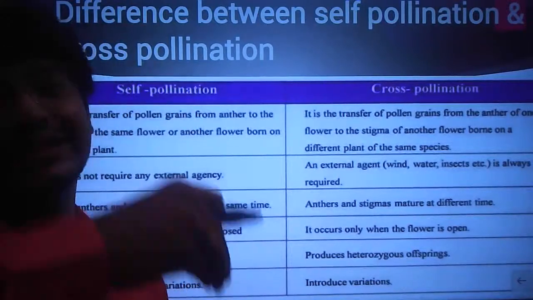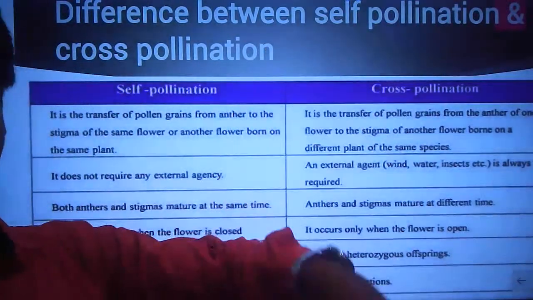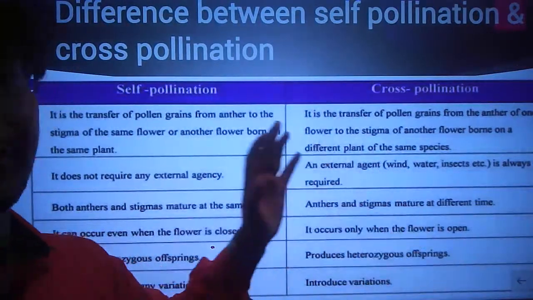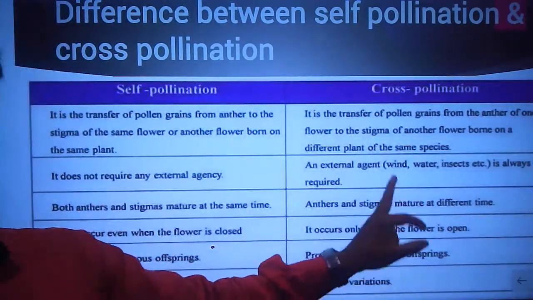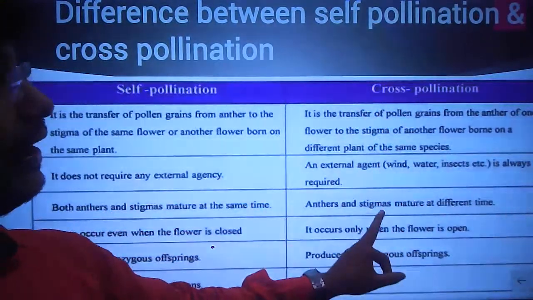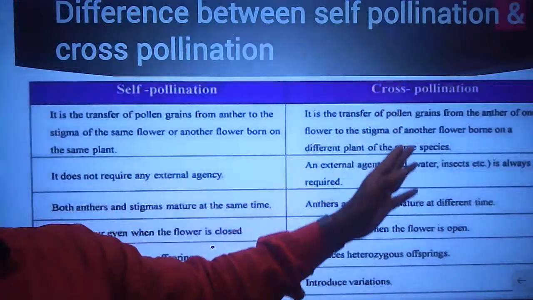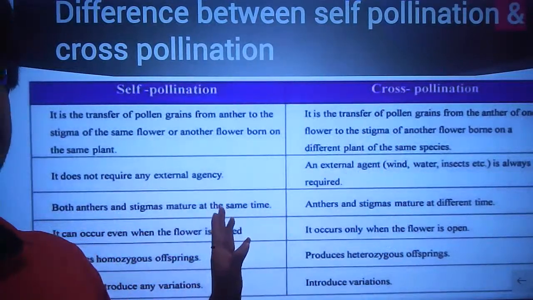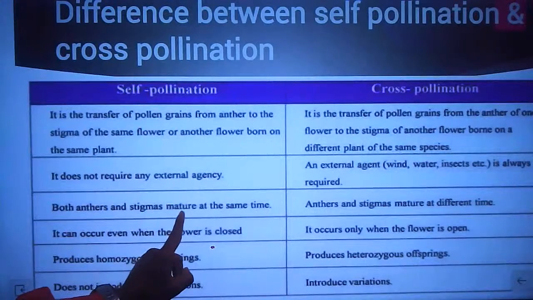Then only the external agency, maybe wind or water or an insect, can come and deposit the pollen grains onto the surface of the stigma. So here the rule is the flower should open, right? In case of chasmogamous flowers, they open. Cleistogamous flowers cannot come to cross pollination. Cleistogamous is a closed flower where assured self pollination can take place.